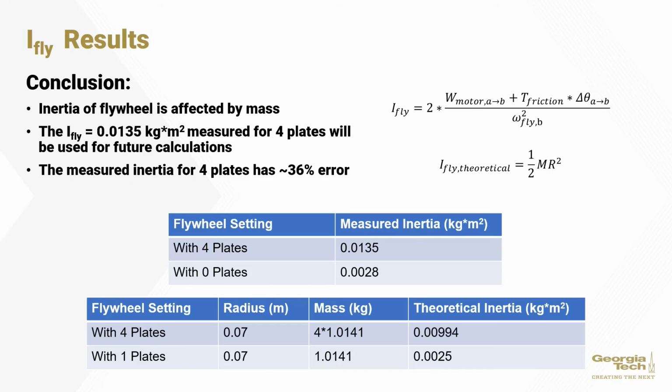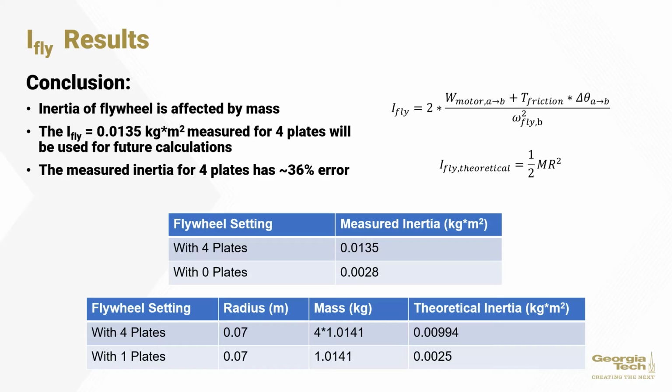The values for experimental inertia of the system with and without the flywheel plates are shown in the top table. The values for theoretical inertia of the system were calculated using the L05 theoretical equation for 4 plates and 1 plate, and are shown in the bottom table. We found that the inertia of the flywheel system would increase as more mass plates were attached to the system.